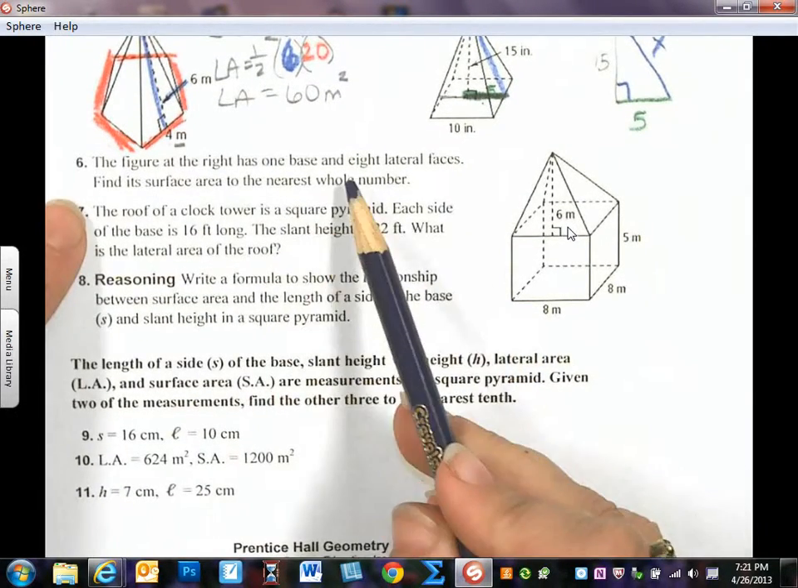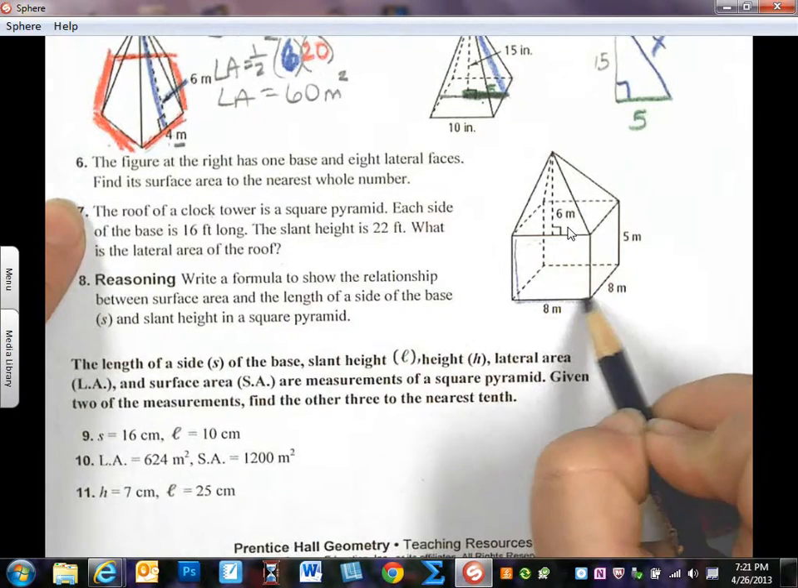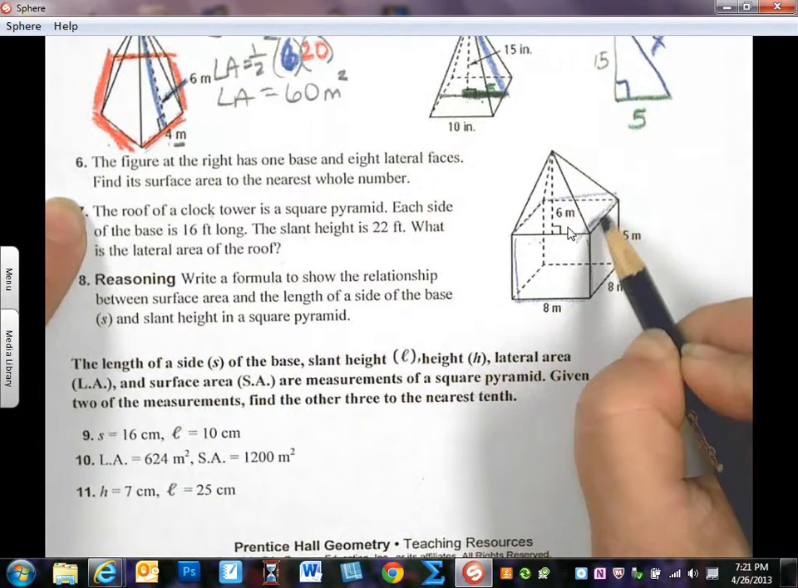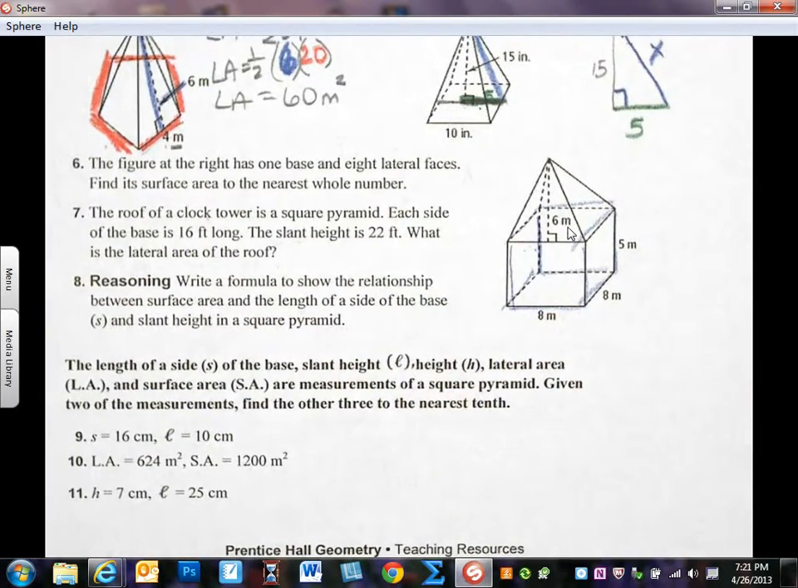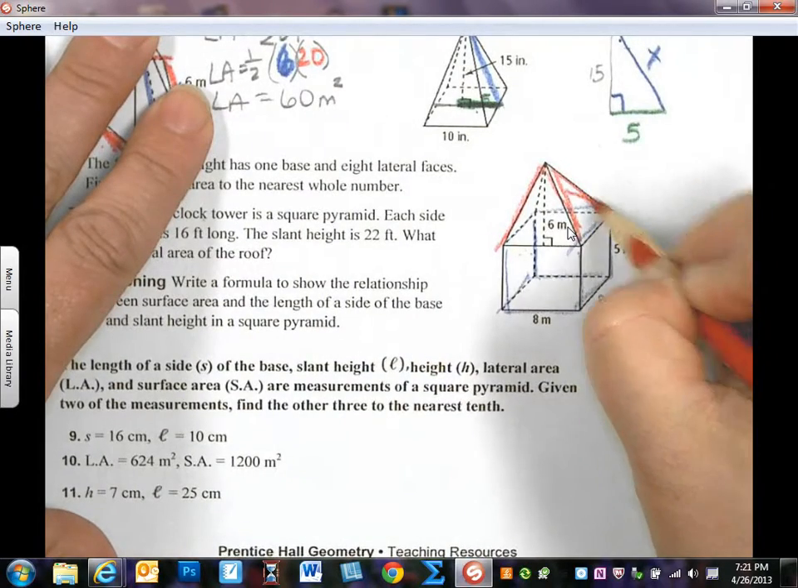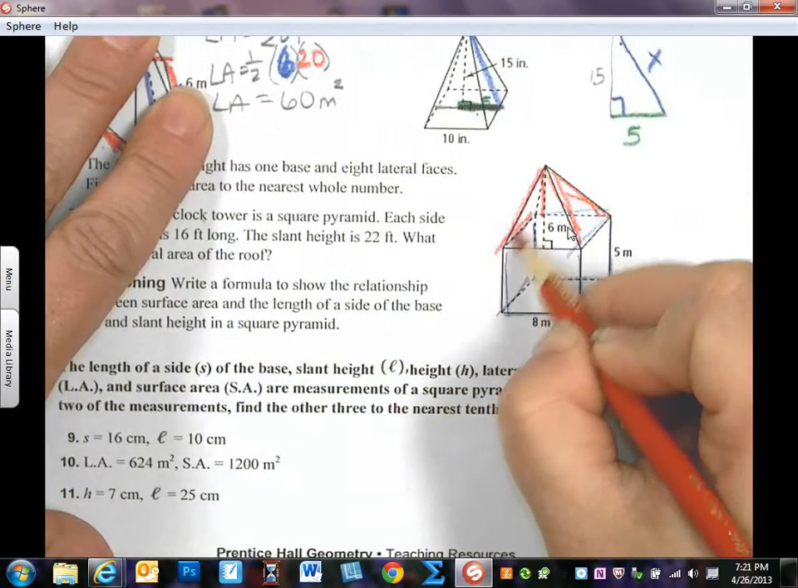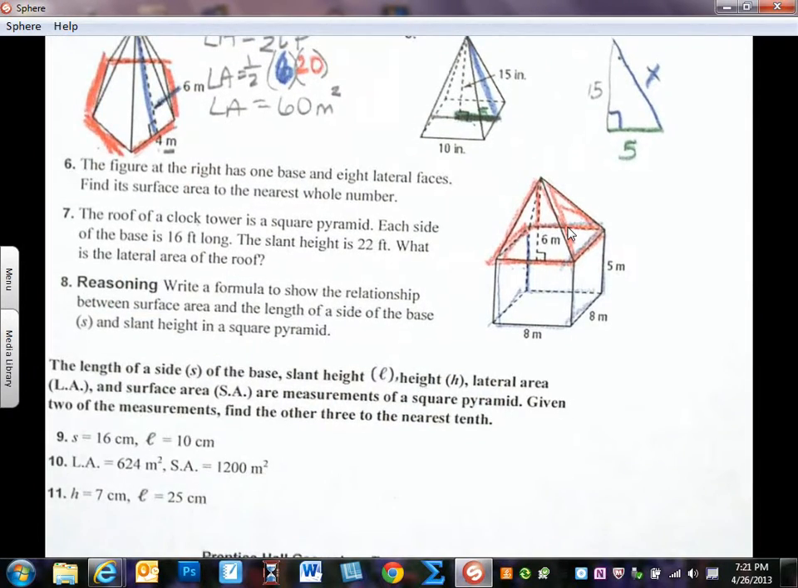Now 6 is basing on this, but I just want you to see, all we have is a cube. So we would find the area of the cube, and then we have a pyramid. So we have to find the area of the pyramid as well. And then we just add them together. Okay, it's not that difficult. It just would take you an extra step.